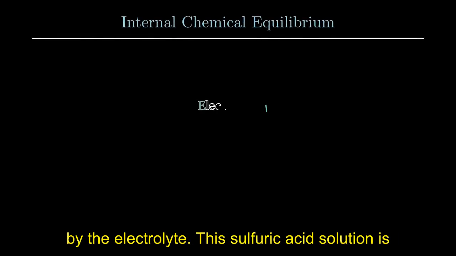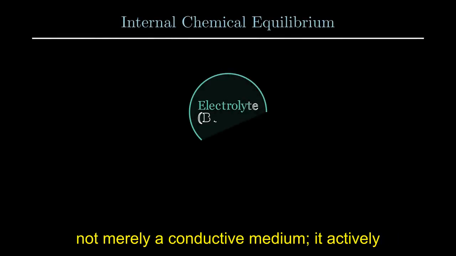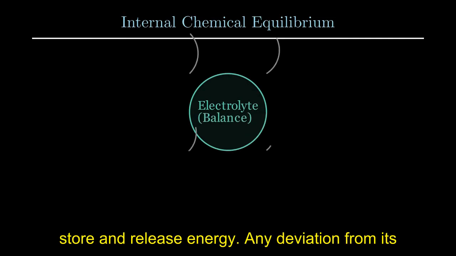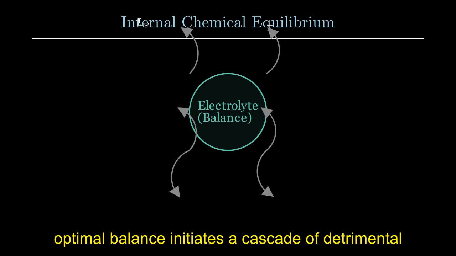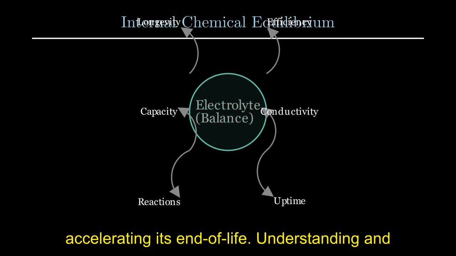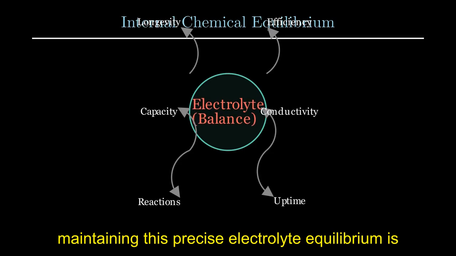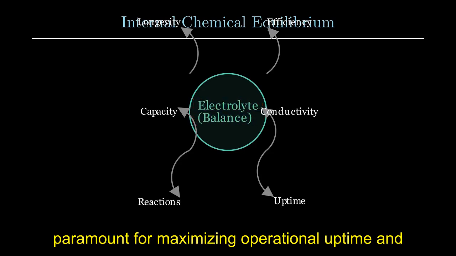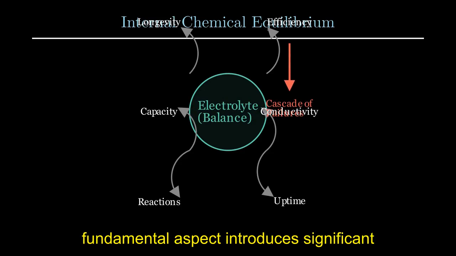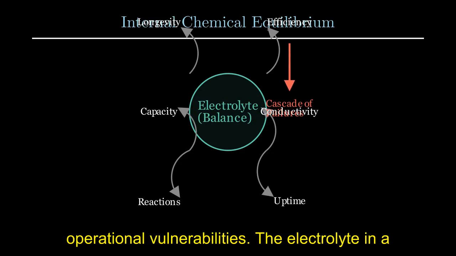This sulfuric acid solution is not merely a conductive medium, it actively participates in the electrochemical reactions that store and release energy. Any deviation from its optimal balance initiates a cascade of detrimental effects, gradually degrading battery capacity and accelerating its end of life. Understanding and maintaining this precise electrolyte equilibrium is paramount for maximizing operational uptime and reducing replacement costs. Ignoring this fundamental aspect introduces significant operational vulnerabilities.